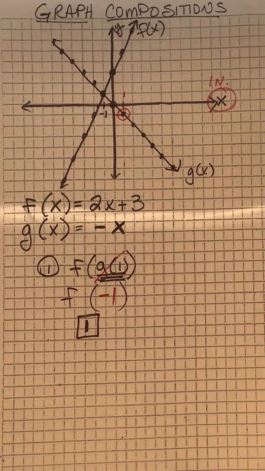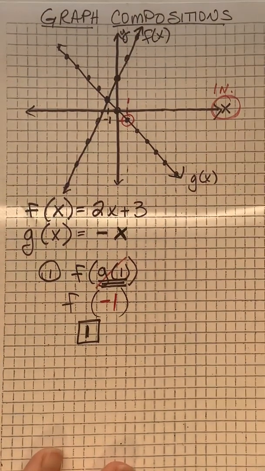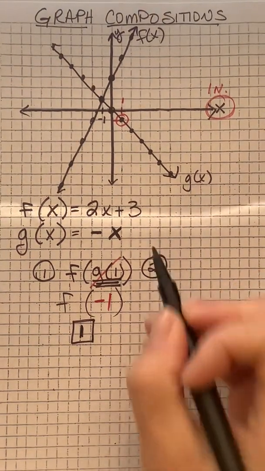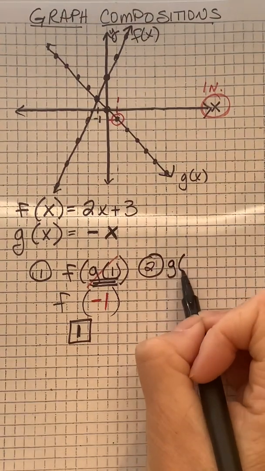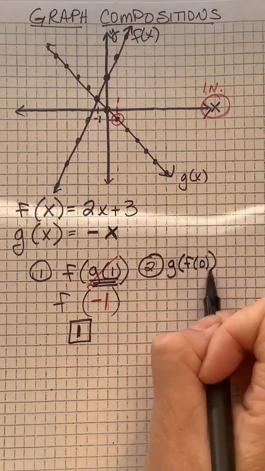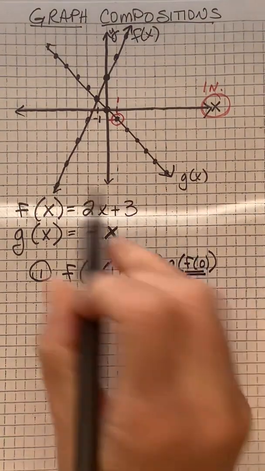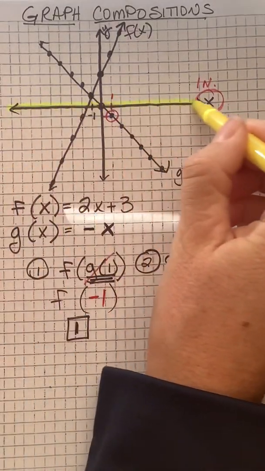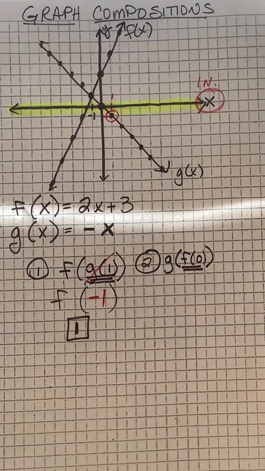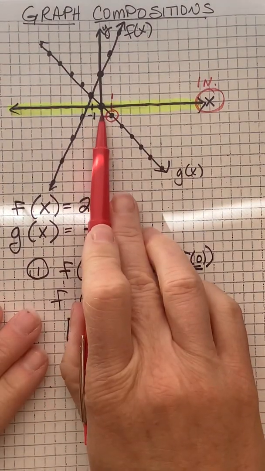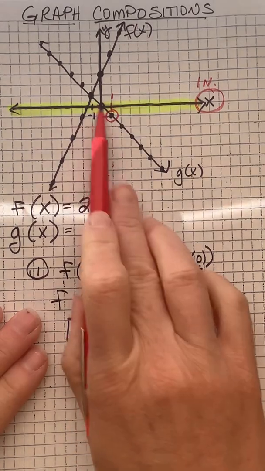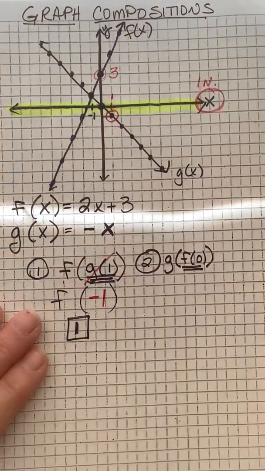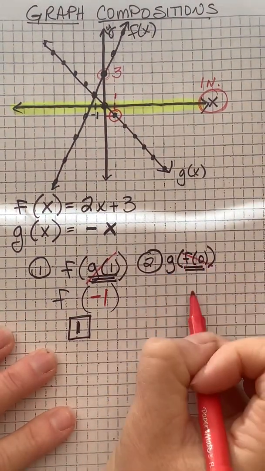Okay, let's try one more. I always like to switch it around. Let's try g of f of 0. Okay, input 0. So I'm going to my input. Sometimes, if you highlight the inputs, it kind of draws your eye back to the inputs every time. All right, if I input 0, that's going to put me right here on the axis. I need to find my f function. So input 0, output is going to be right here, up at 3. Okay, so f of 0 is 3.